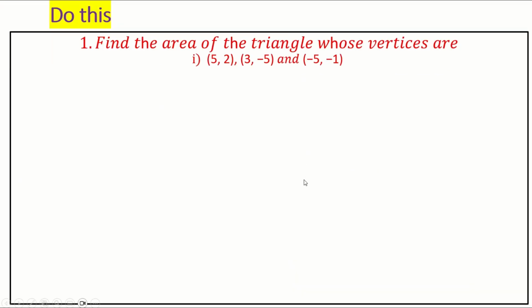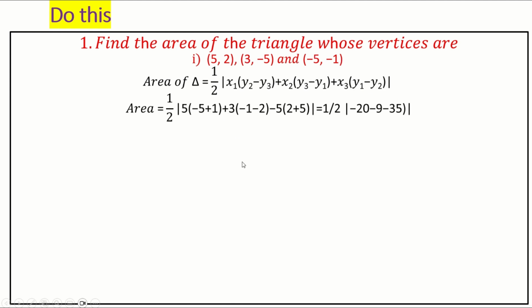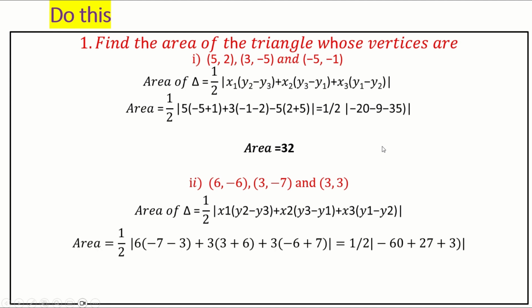Find the area of the triangle whose vertices are these 3 points given. If you are doing this problem, you just need to have a fixed template like this. Area of the triangle equals half into x1 into y2 minus y3 plus x2 into y3 minus y1 plus x3 into y1 minus y2. Once you have this formula, with x1 y1, x2 y2, x3 y3, you just substitute the values carefully, and the area you will get is 32. And the second problem is again three vertices given. You just follow the same template. The area you will get is 15 square units.